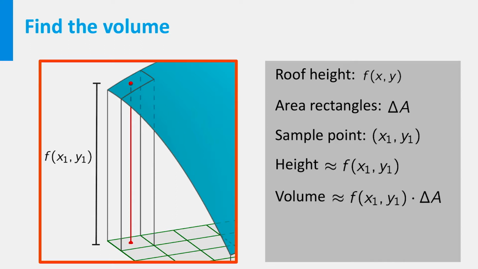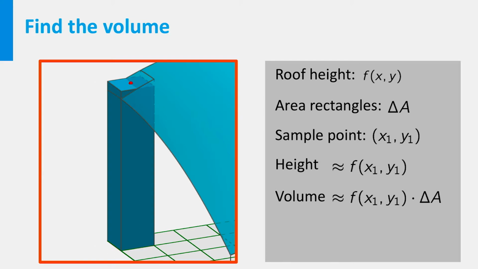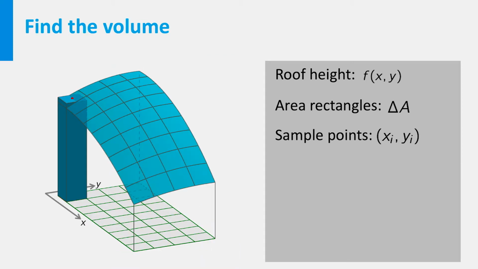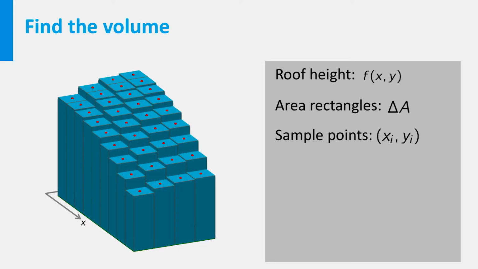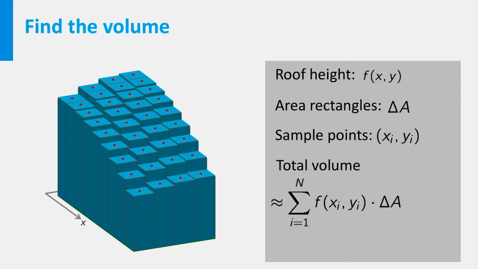The volume is roughly equal to this height times delta A, and geometrically this product represents the volume of a box with base delta A and height f of x1, y1. This we can repeat for each of the small rectangles. Pick a sample point, find the height of the roof over each sample point and draw a box with that height and the rectangle as base. Then the total volume is approximately equal to the sum of the volumes of the boxes.